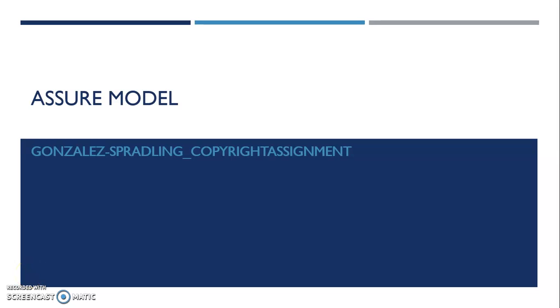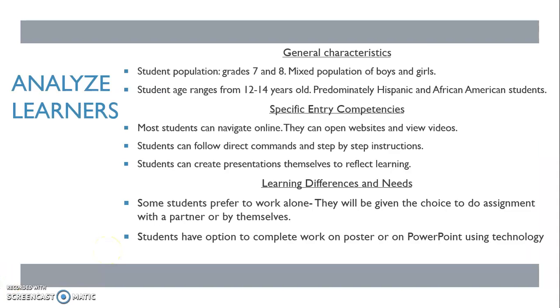This is the ASSURE model over the copyright assignment that was created. The first step is analyzing learners. General characteristics: the student population is grades 7 and 8. It is a mixed population of boys and girls. Students' ages range from 12 to 14 years old, predominantly Hispanic and African American students.